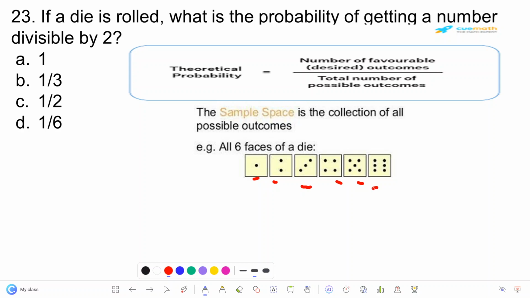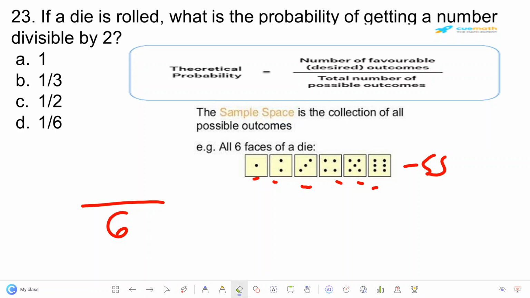Ngayon, dito, ano ba ang sample space mo? Ano ba ang total outcomes mo? Total number of possible outcomes. Ito yung SS mo. Lahat na to, SS mo na yan. So, probability mo, this is over 6 na kagad. Kasi 6 lang naman. Hanggang 6 lang ang makikita mong face ng die.